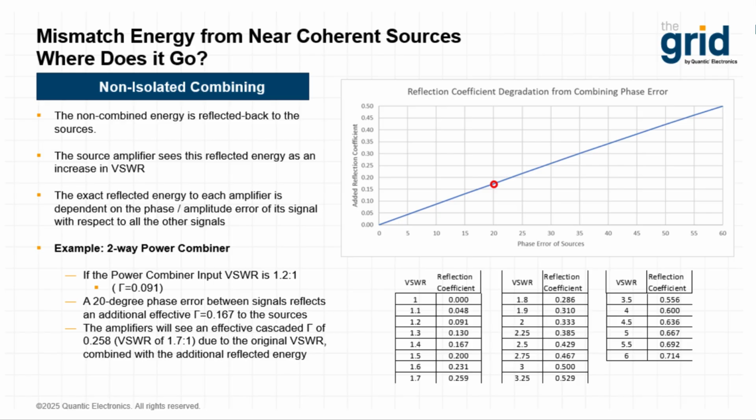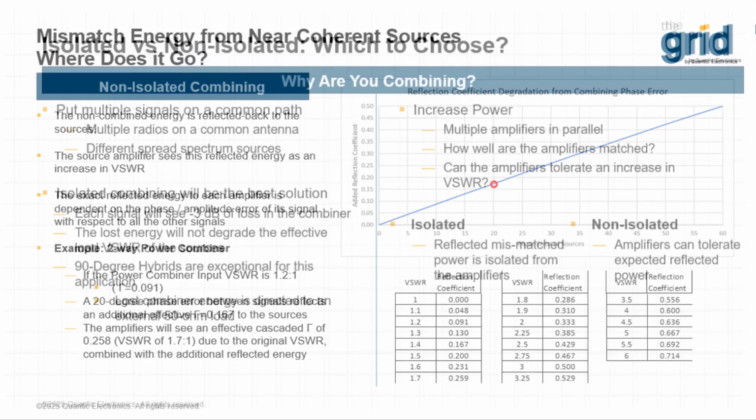So this allows you to use a non-isolated combining system at fairly high power levels, get the benefits of the lower insertion loss of a radial combiner, and still have good overall system performance. This is a nomograph that you can look at to estimate what the impact on VSWR is going to be based on the phase error you're seeing.